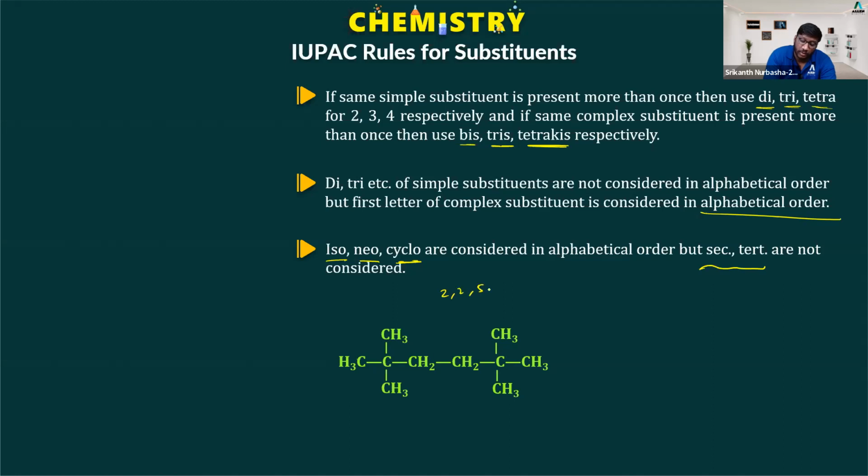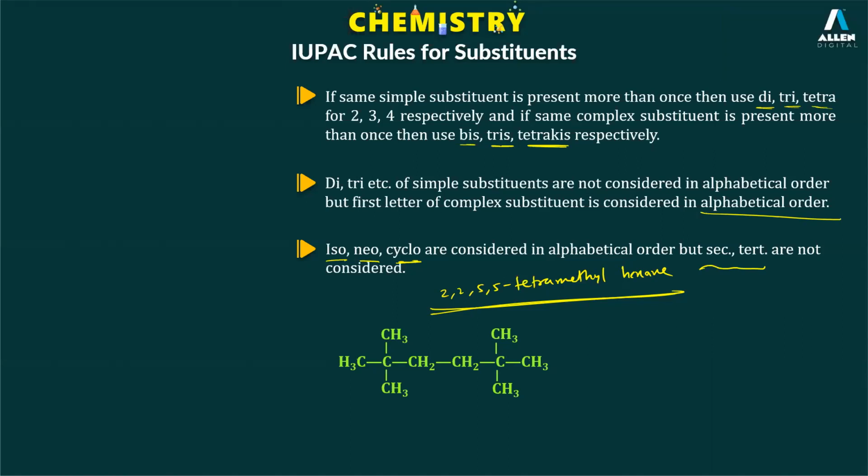2 comma 2 comma 5 comma 5 tetramethyl hexane. That is going to be the correct name because we have just looked at the example where we are going to use tetra because 4 substituents are there. Is that clear? Yes, sir.